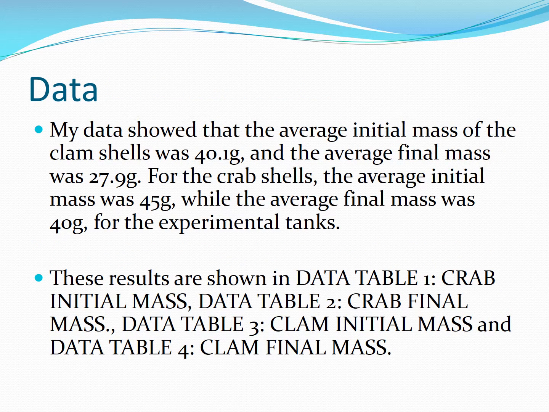So my data showed that the average initial mass of the clam shells was 40.1 grams, and the average final mass was 27.9 grams. So as you can see, there's a significant drop in mass. And for the crab shells, the average initial mass was 45 grams, while the average final mass was 40 grams for the experimental tank. So clearly not as effective as the clam shells.